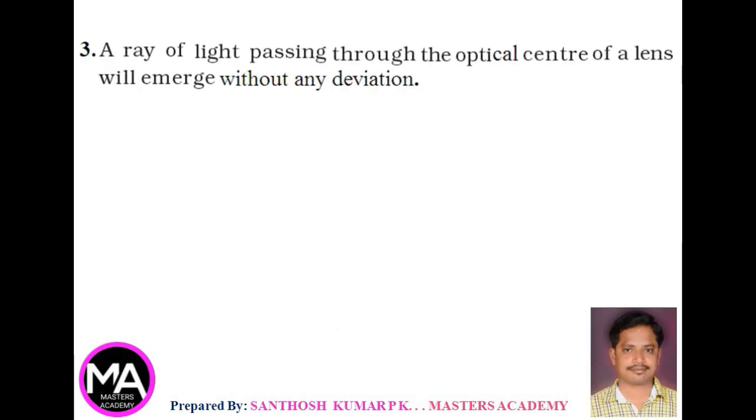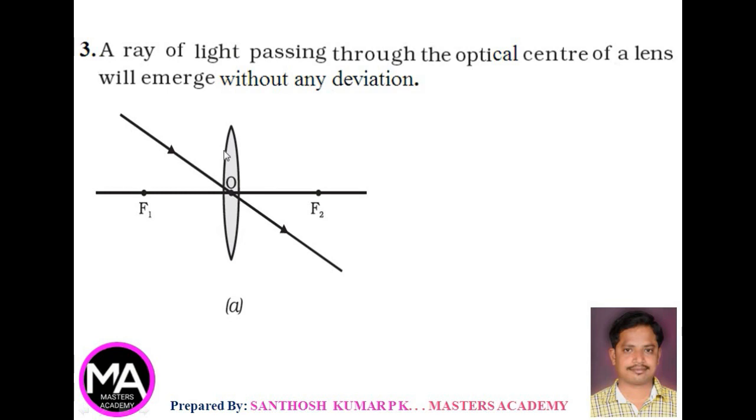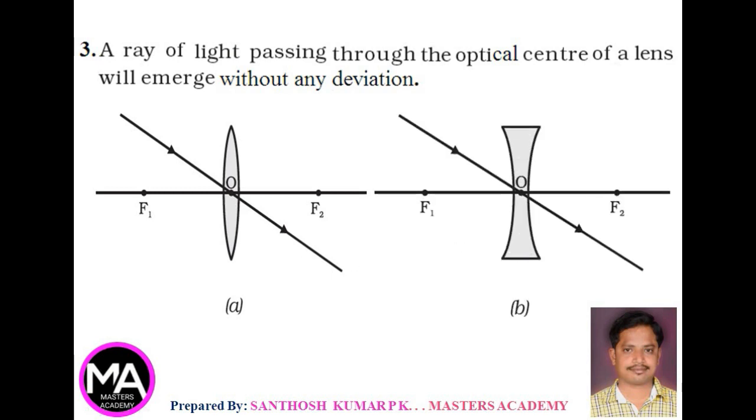Next case, a ray of light passing through the optic center of a lens will emerge without any deviation. Now, let us consider a convex lens. The ray incident on the optic center moves without any deviation. This is the incident ray and this is the emergent ray. They are in the same direction, that is, there is no deviation. In case of a concave lens also, the ray incident on the optic center will emerge without any deviation.